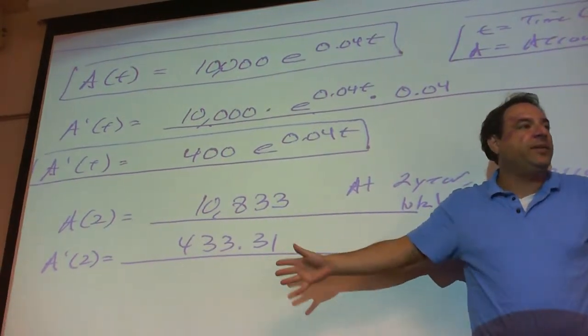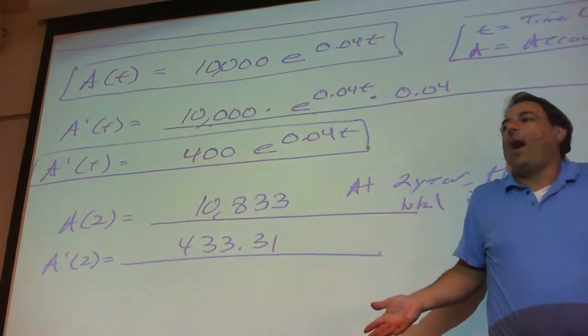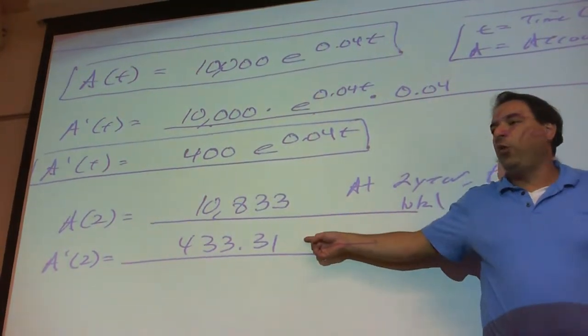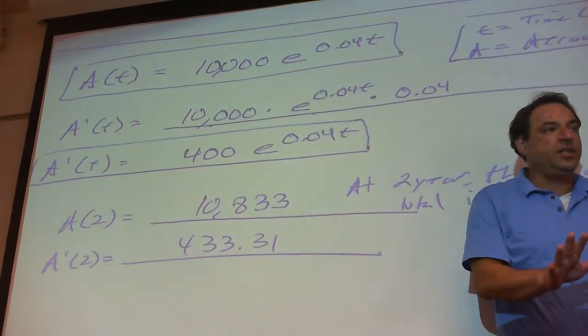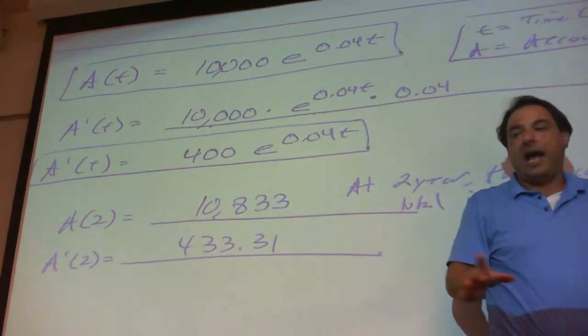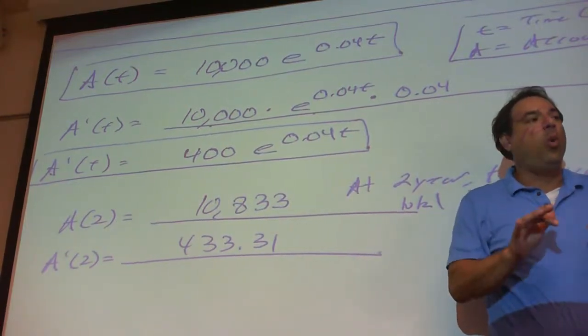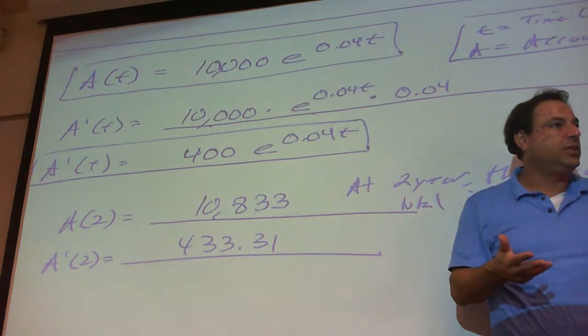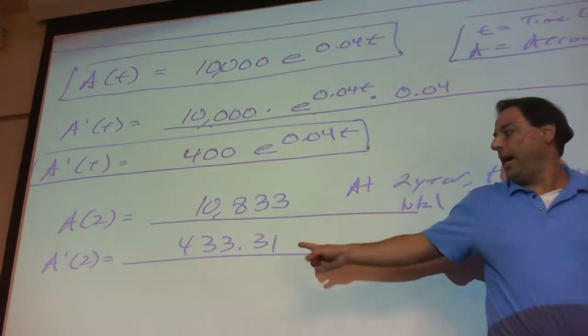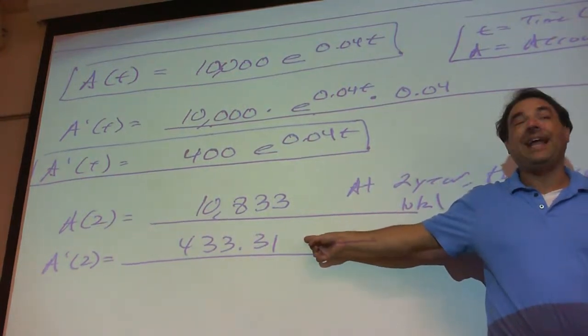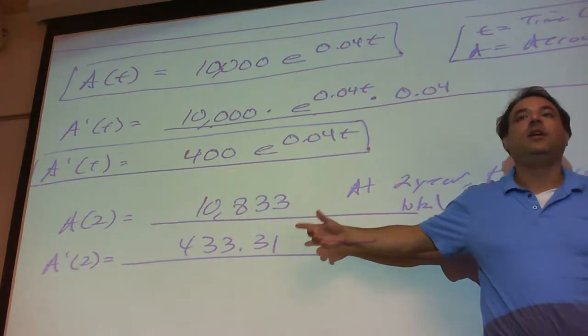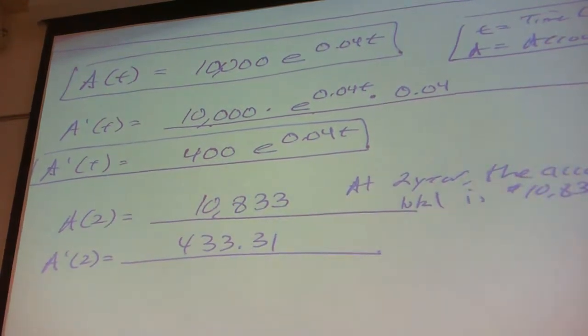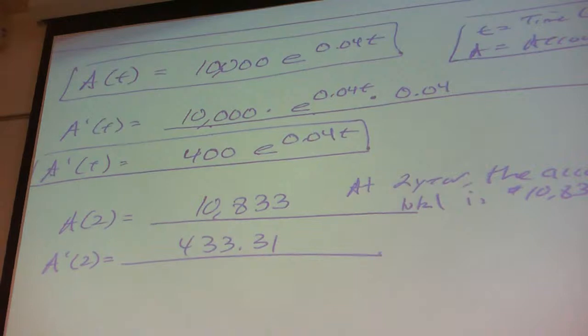Why are we doing derivatives? What's the point? What's the whole idea? Why do I have to figure this out? What is 433? 2 years have gone by. I now have this much money. What's going to happen to my account? It's going to go up or down. How do you know it's up? Positive. And how much is it going to go up by? $433.31. So this is telling me, yep.